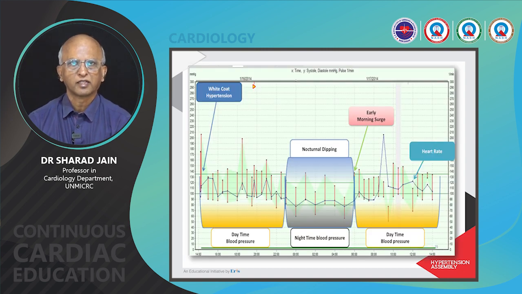There was just one example. It is a patient with white coat hypertension. You see the daytime blood pressure, the clinic reading is high. Then if you see the home readings, daytime blood pressure, nocturnal dipping, and early morning surge is there with the hypertension. You see the heart rate also.